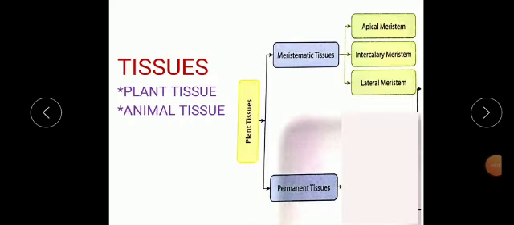In our previous class, we started with the chapter tissues, in which we learned that tissues are of two types, plant tissue and animal tissue. We started off with plant tissues. Plant tissues are further of two types, meristematic tissues and permanent tissues. Meristematic tissues, on the basis of location, are further of three types: apical meristem, intercalary meristem and lateral meristem. Today we are going to start with permanent tissues.